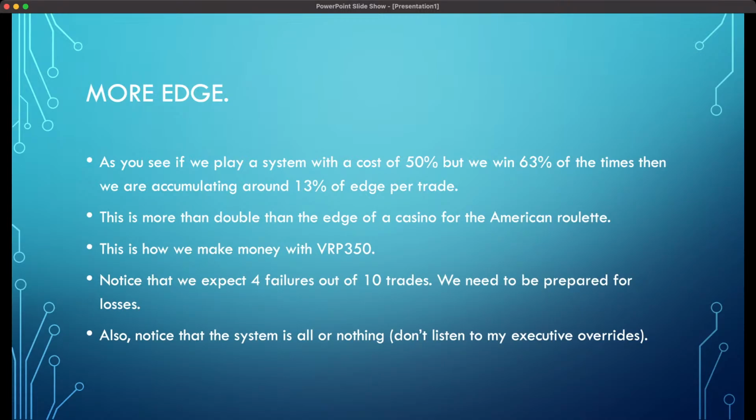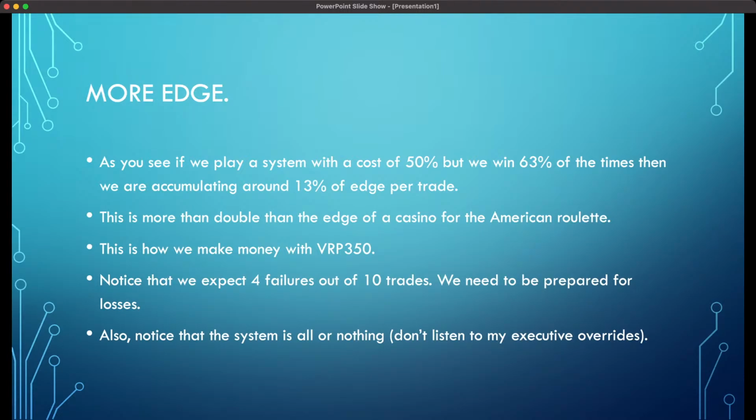The system has worked really well since it was introduced, through different market conditions: through a massive bull market, through a tremendous bear market that we are seeing right now, through a completely unstable market up and down, because the system really doesn't care if the market goes up and down. What we care about is whether we can extract edge from these trades. So that's how we make money with VRP350.